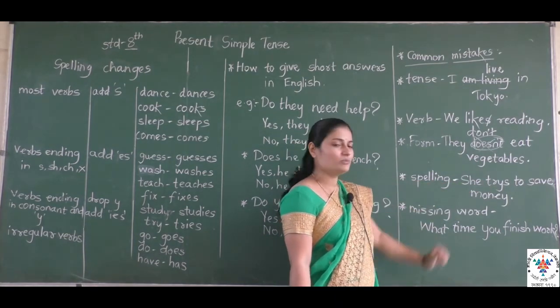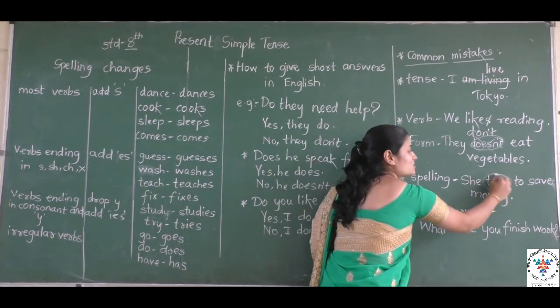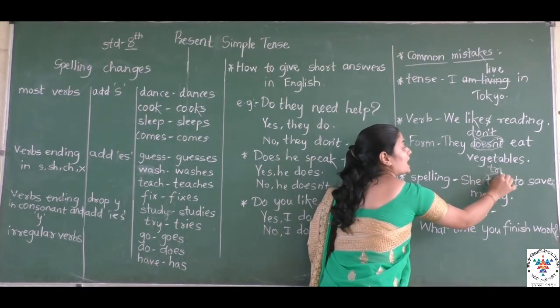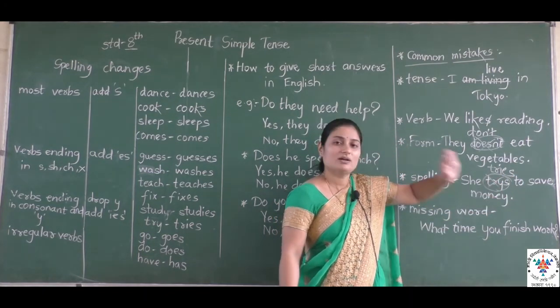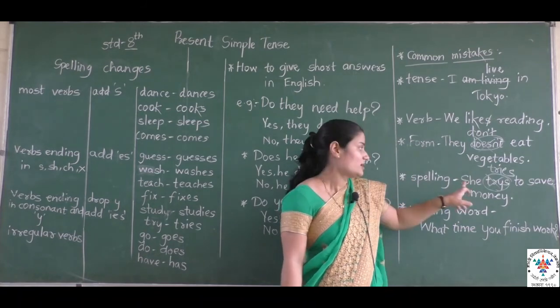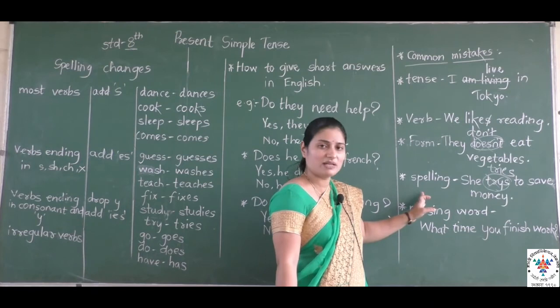Next, spelling. She tries to save money. Here the spelling of tries is wrong. She tries, T-R-I-E-S. Drop the y, add i-e-s. She tries to save money. This is the spelling mistake.